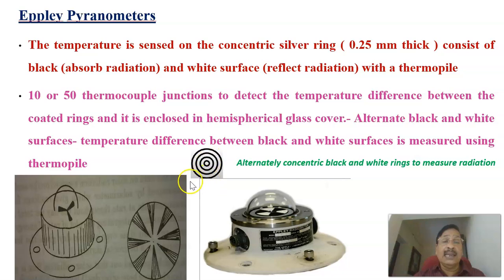Another alternate method is that, rather than a sector division, here there will be alternate black and white rings, alternately concentric black and white rings, to measure the radiation. That's another arrangement. Therefore, the dark or black ring will be getting heated, and the white ring is not getting heated because radiation passes through it. Here the radiation is being absorbed, and the difference in temperature is measured using a thermocouple. That's another arrangement, not like the sector one; it is divided as concentric circles with a black ring as well as a white ring.